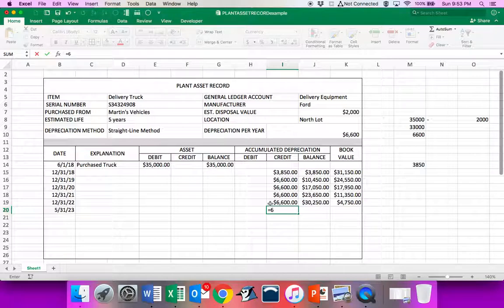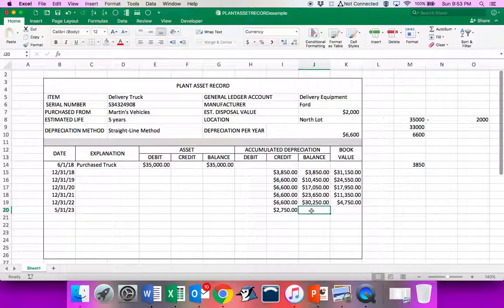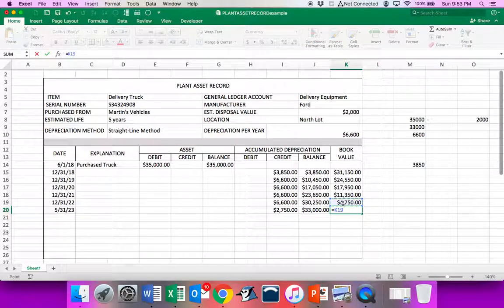The annual amount was 6,600, and in the first year we depreciated 3,850. So we still have 2,750 to depreciate this year, January through May's worth. Now if we add our accumulated depreciation together, it equals 33,000. If you remember, that was the total amount we figured as our total accumulation of depreciation. Now we take the truck value, subtract this year, and we have 2,000, which is our estimated disposal value. If you have any questions, please let me know.